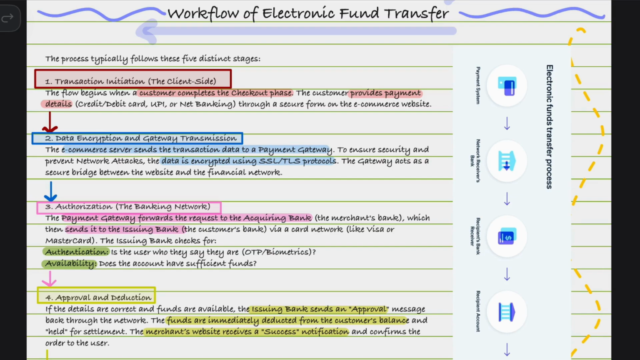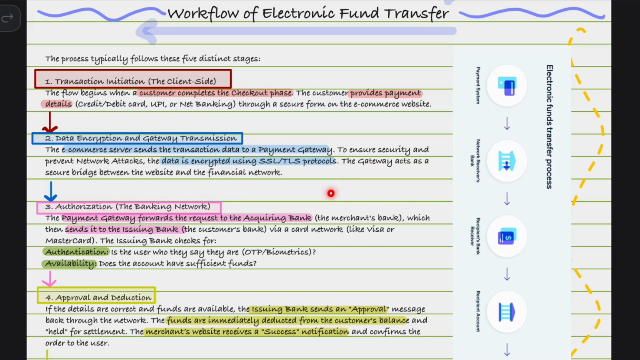So what is happening over here? First, the request is sent to the acquiring bank, which then sends it to the issuing bank. So the payment gateway sends the request to the acquiring bank, that is the bank of Electro Hub, and then it routes through the card network to the issuing bank, that is Rahul's bank. This is how it is working.